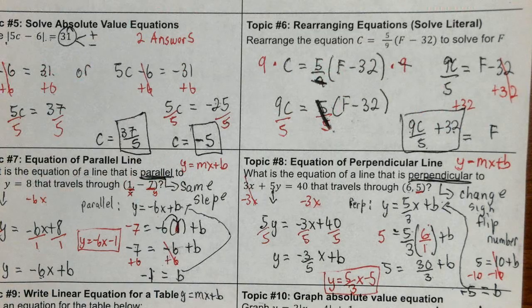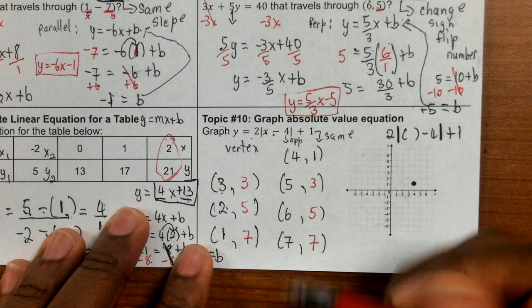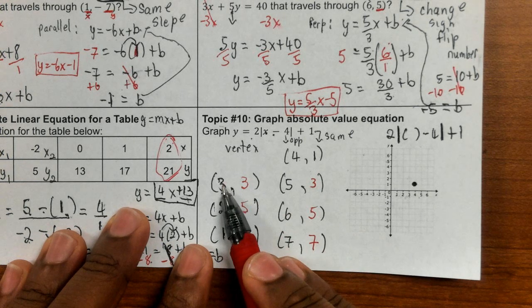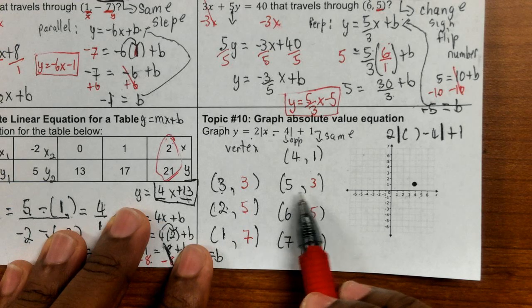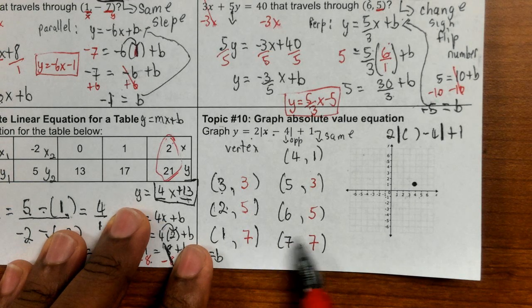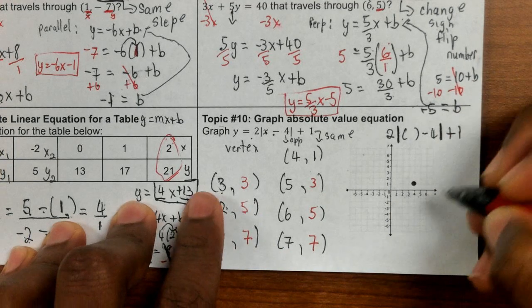All right, so after I did all of those, guys, these are the points that I got. So when I plugged in 3, I got 3, 2, I got 5, 1, I got 7, 5, I got 3, 6, I got 5, 7, I have 7. So I just go ahead and plot my points.